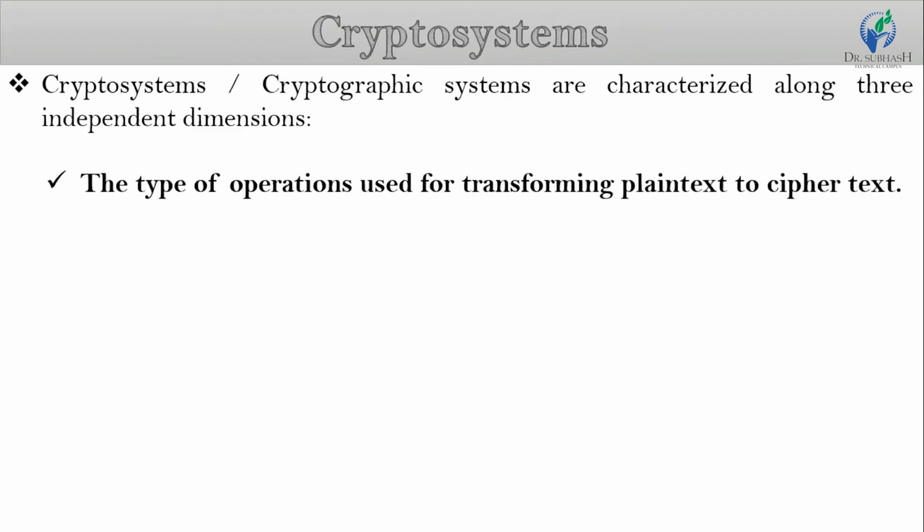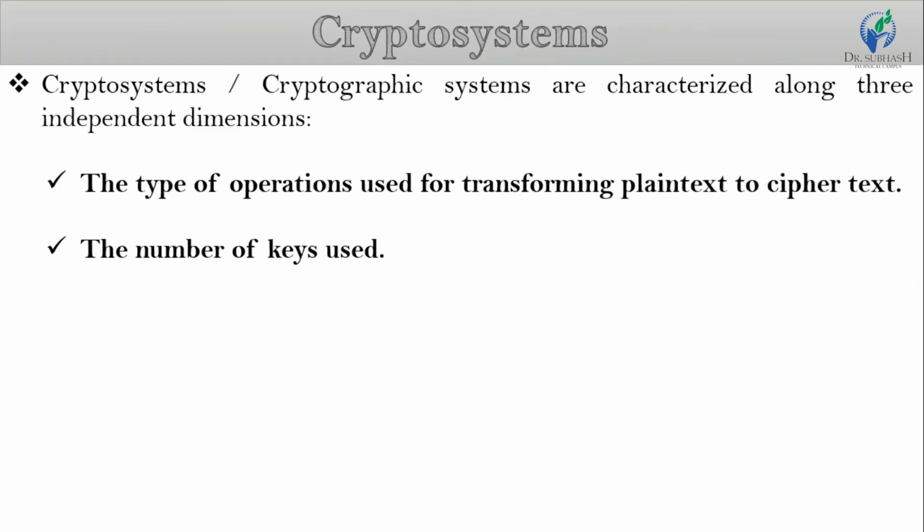Now, the second one is the number of keys used. If both sender and receiver use the same key, the system is referred to as symmetric, or we can say single key, secret key, or conventional encryption. If the sender and receiver use different keys, the system is referred to as asymmetric, or we can say two key or public key encryption.